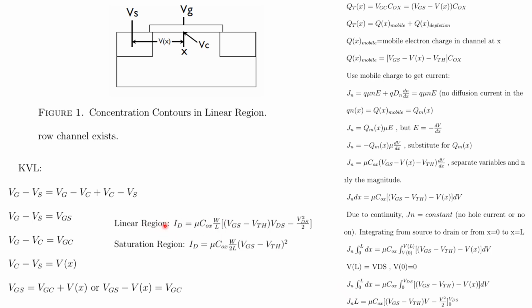So finally, the equation for the linear region, meaning a channel is forming between drain and source, will be ID equals mu Cox W by L, VGS minus VTH times VDS minus VDS square by 2. Now if you further put the value of VDS equal to VGS minus VTH, in that case your equation becomes ID equal to mu Cox W by L and VGS minus VTH whole square, right?